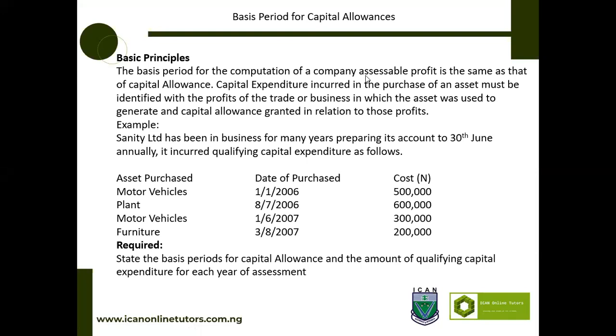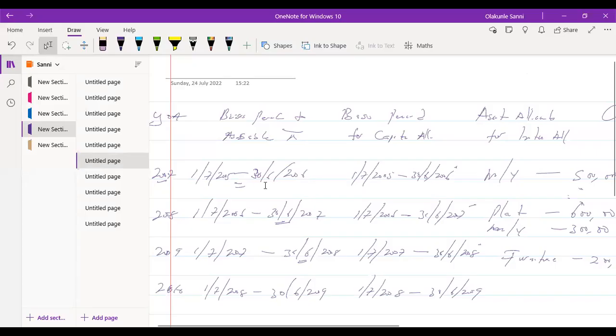Is the basis period for assessable profit up to 12 months or not? Motor vehicle, from 1/7/2005 to 30/6/2006, is it up to 12 months? Yes, it is. So I don't need to prorate. Had the basis period not been up to 12 months, a good example being the commencement rule, I would definitely prorate the annual allowance for the first year of assessment.